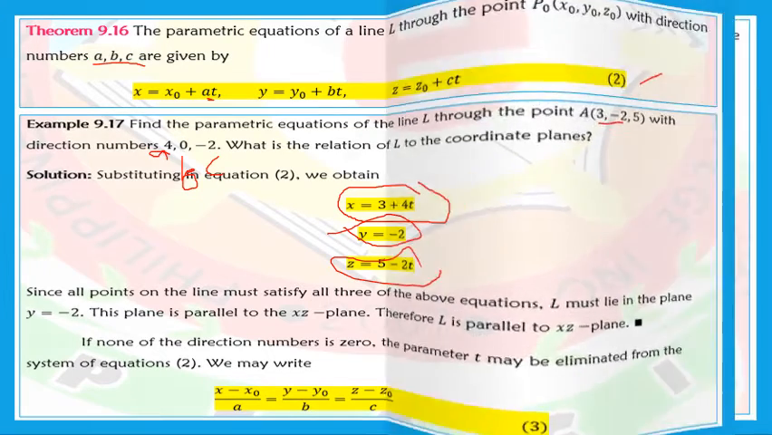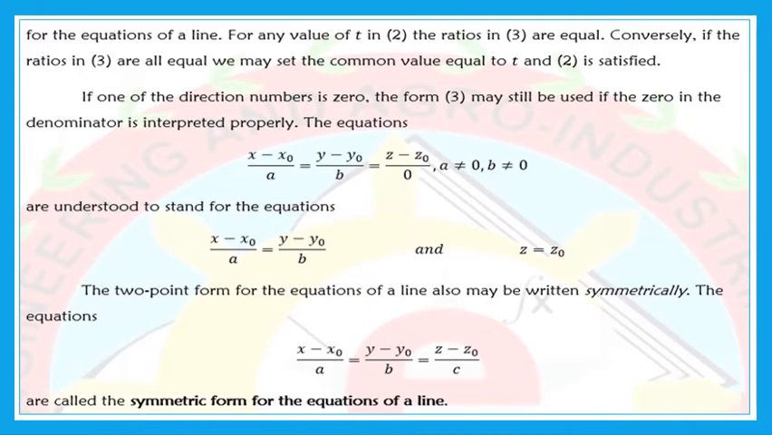If walang 0 sa direction numbers, for the equations of a line, so for any value of t in equation 2, the ratios in equation 3 are equal. So conversely, if the ratios in equation 3 are all equal, we may set the common value equal to t and the equation 2 is satisfied. So if one of the direction numbers is 0, the form 3 may still be used if the 0 in the denominator is interpreted properly.